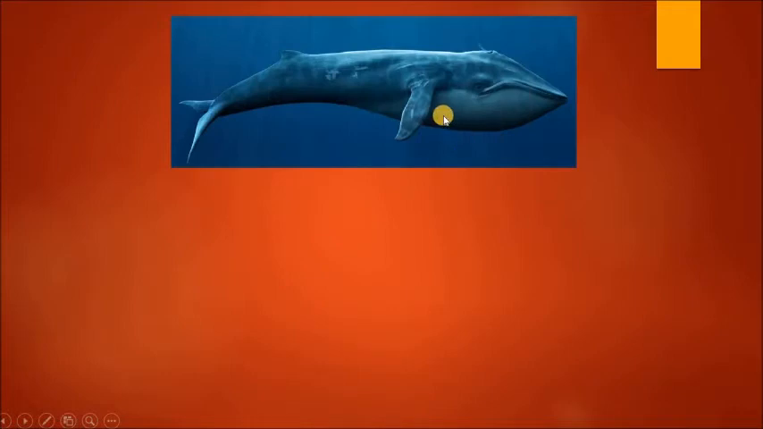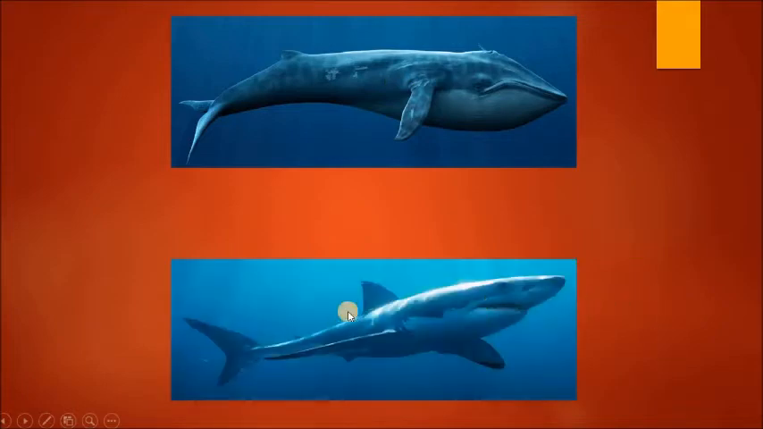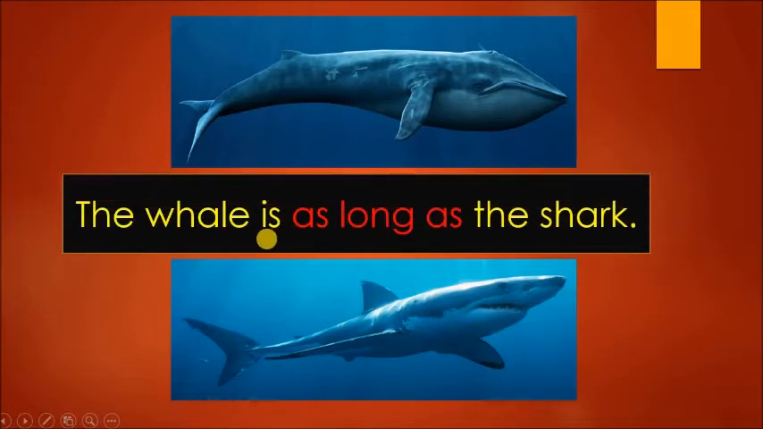Here we have an animal. What is this animal? It's a whale. Yes, it's a blue whale. The second animal, it's a shark. So, compare the two pictures, we can see that they are the same size. There's no difference, so we can say that the whale is as long as the shark. There is no difference. That's why we use is, the positive form. We use the positive form when there is no difference.